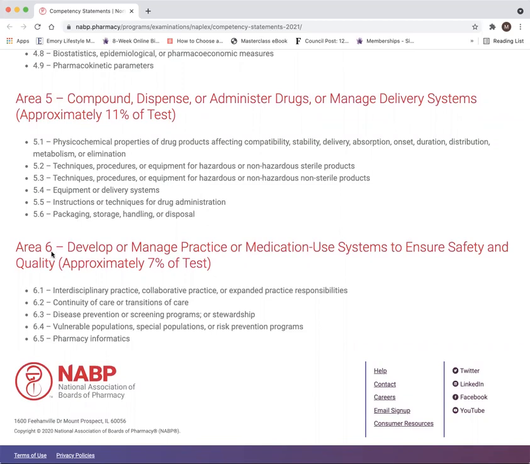And the last portion is area 6, which is 7% of the exam. And it's about the medication use system to ensure safety and quality. So all of this together comprises the new board exam.